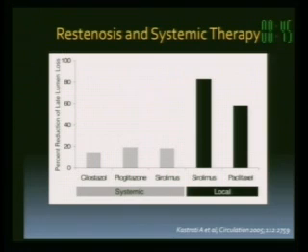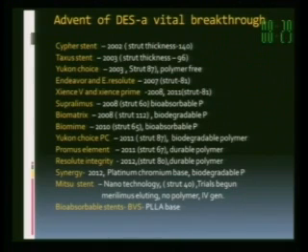Cilostazol, pioglitazone and sirolimus systemic administration has also been tested but was not of much use. But local administration of sirolimus and paclitaxel was demonstrated to be very useful in preventing restenosis. Based on this concept, drug-eluting stents were developed. There was advent of drug-eluting stents in 2002 and 2003. It was a vital breakthrough in the field of PCI. Cypher stent, which is a sirolimus eluting stent, was developed in 2002 and brought to market in 2002-03. And Taxus stent, which is a paclitaxel eluting stent, was developed in 2003. They were the first generation drug-eluting stents.